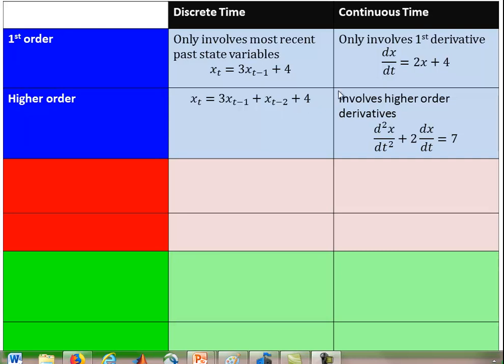And that's pretty similar to what we see with the differential equation. A first order differential equation is only looking at the first derivative, so we're looking only at changes in x with respect to time, how that rate of change is written, and that's our right hand side. And then a higher order differential equation involves higher order derivatives. So you can think about the second derivative of x with respect to t and so forth.